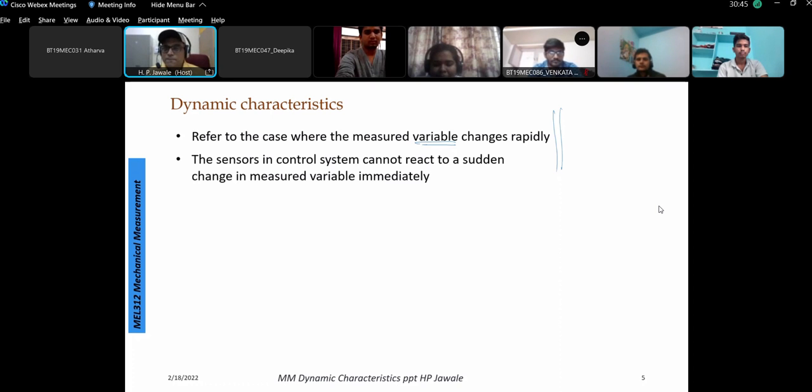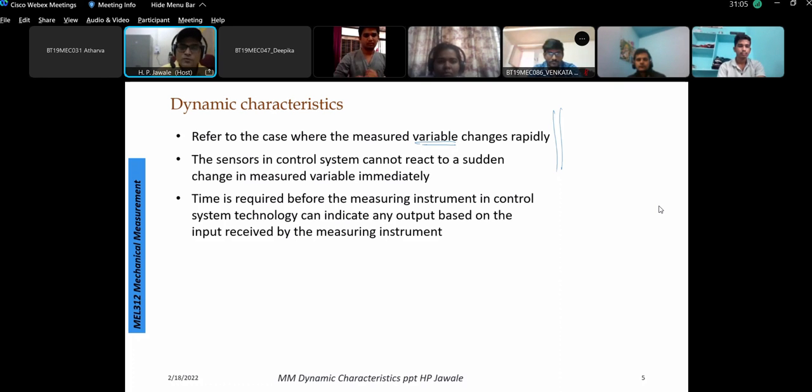So in that condition, for the sensors in the control system, we need to think of sensors which do not react suddenly to the change in the input or the measured value immediately. So then it becomes very important to understand what are the properties of the measurement system that I am going to design for. The measuring instrument in the control system can indicate only the output based on the input received, and that is because of the signals accumulated during the time interval. So this is a total time interval t.